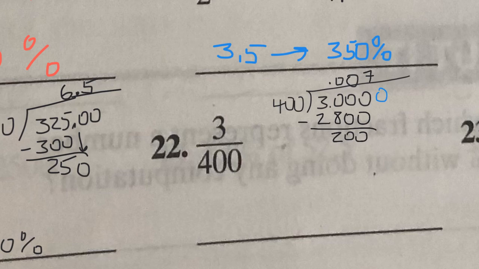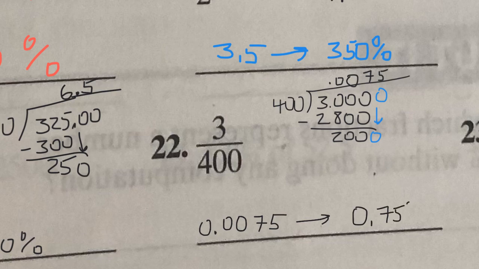The truth is there's really another zero that could be brought into the picture, and then 400 times what would give us 2,000? Well, 400 times 5 would give us 2,000 perfectly. 400 times 5 is 2,000. So we're actually done, because if we did 2,000 here, we would subtract it, we would get a remainder of 0. Now the decimal, therefore, of this problem is 0.0075, and moving the decimal over twice to the right would give us 0.75%.